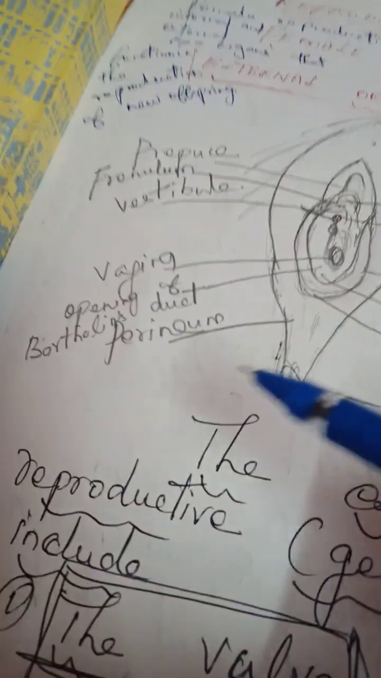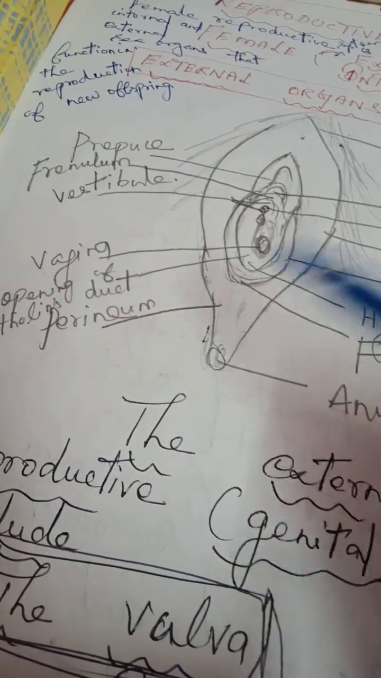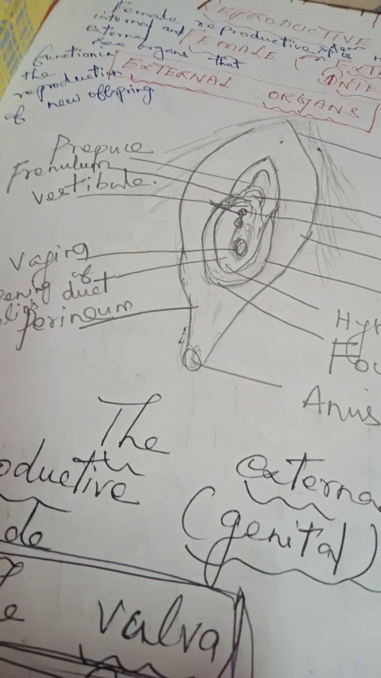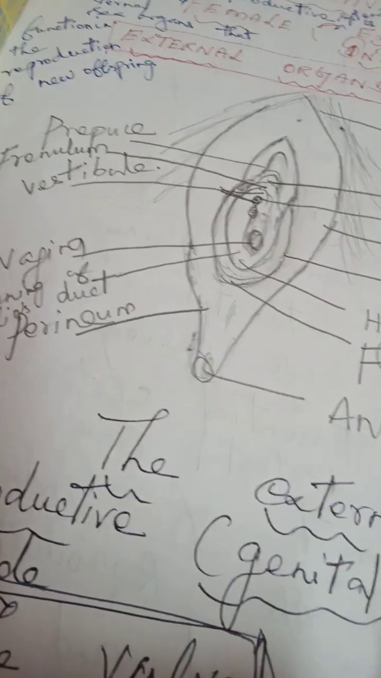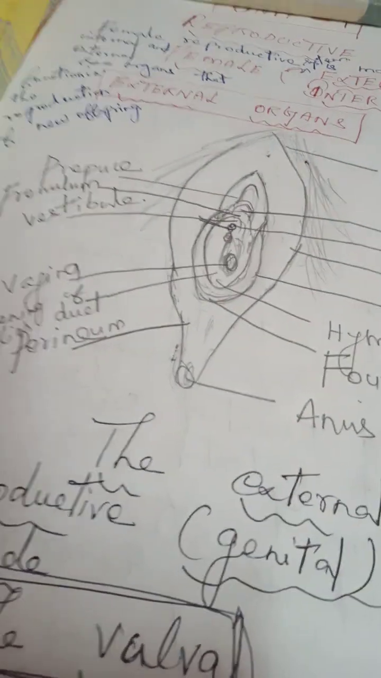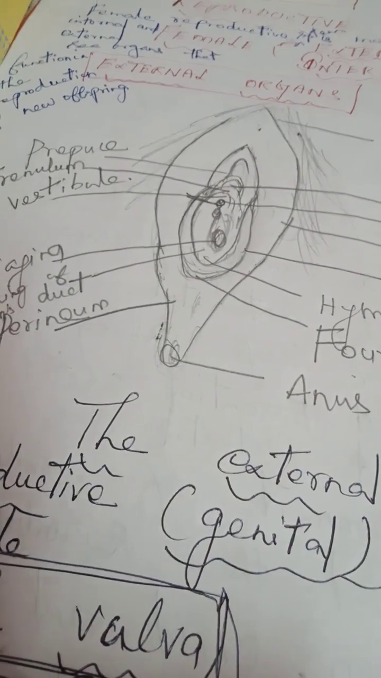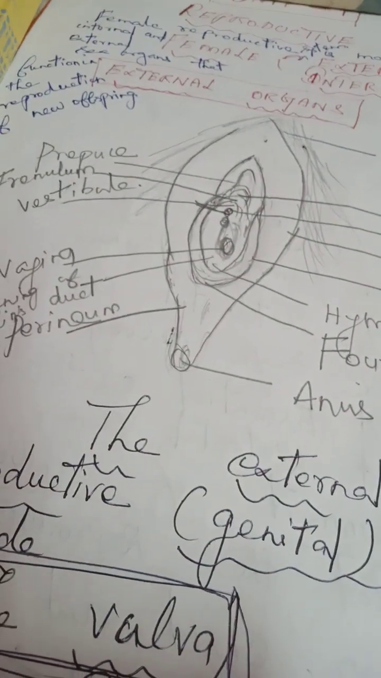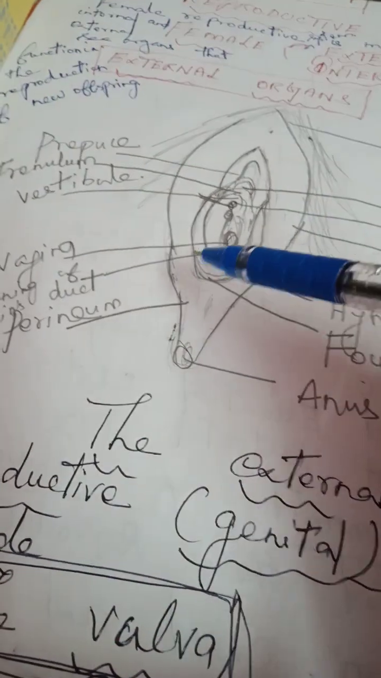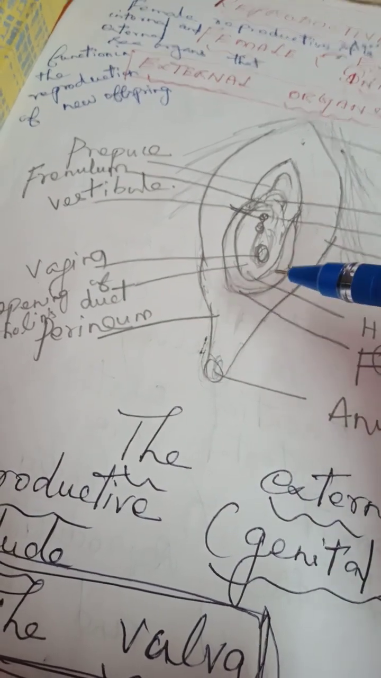Next one is Bartholin's gland. These are two small glands which open on either side of the vaginal orifice. The final part is called the perineum. This is the area between the vagina and the anus.